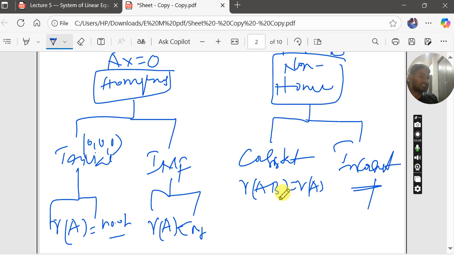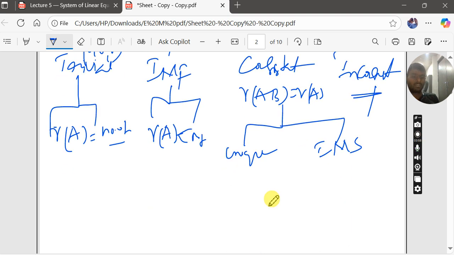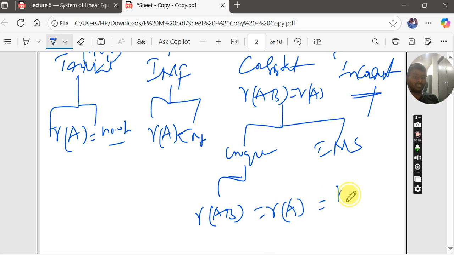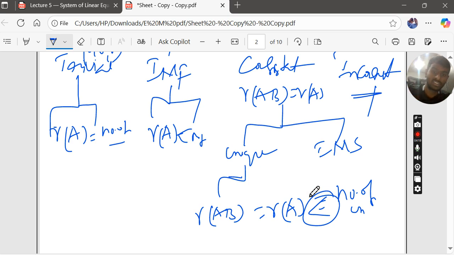And consistent again has two types: one is unique, another one is infinitely many solutions. For a unique solution there is a condition: rank of AB equals rank of A equals the number of unknowns. If it is equal, you will get a consistent unique solution. If it is less than, then you will get infinitely many solutions. So this is a brief about the system of linear equations.